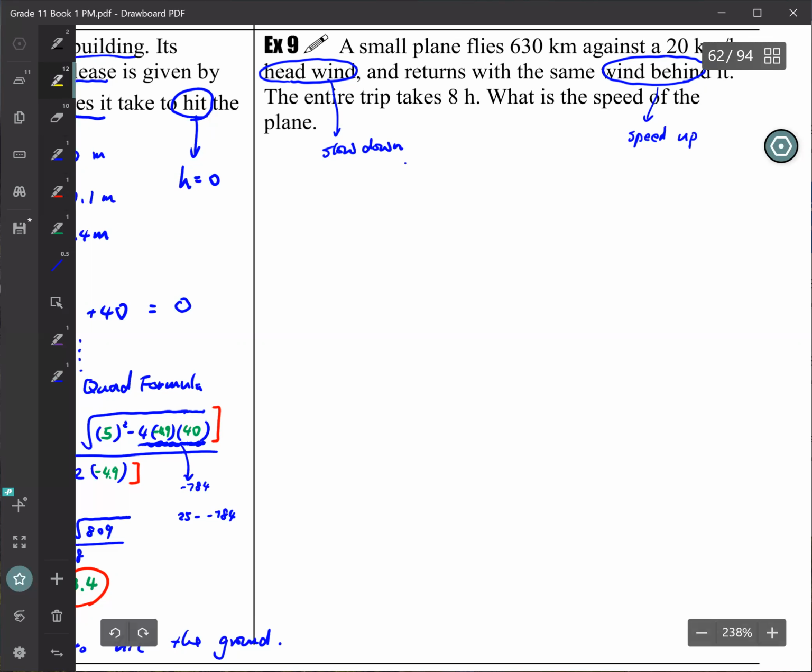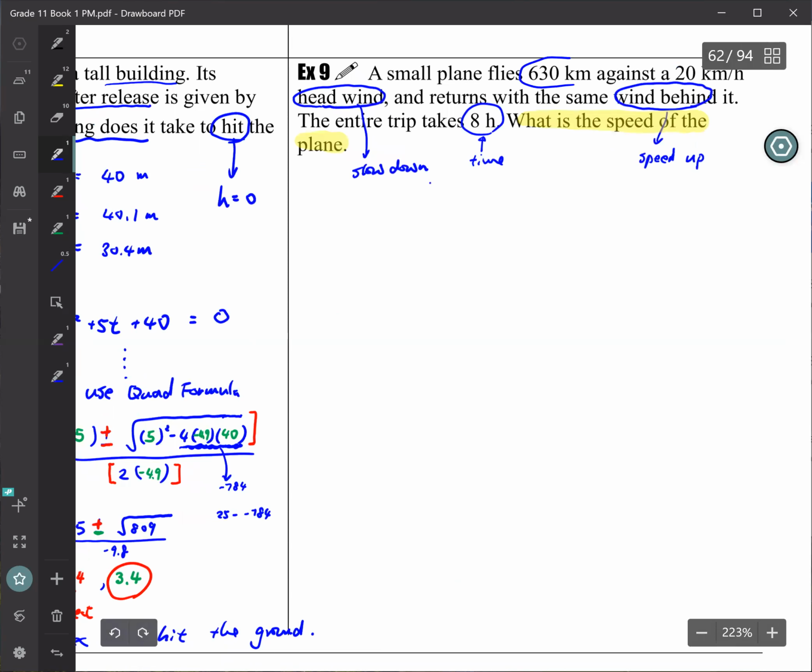So the question wants us to find the speed of the plane. And it mentioned the time here, this is the time. The 630 kilometers, this is the distance. And then it also mentioned speed. We're looking for the speed. So something relates all three things together: speed, time, and distance. Do you guys remember any formula that can connect them all? Any of you learned it in physics or science? Any formula?